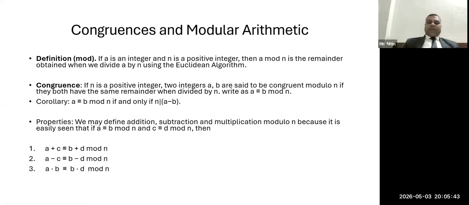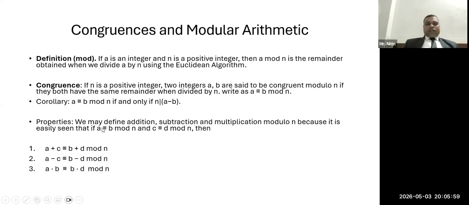And how is it represented? a ≡ b mod n. Okay. Now guys, the properties of this congruence. So these are 1, 2, 3. These three are the properties.